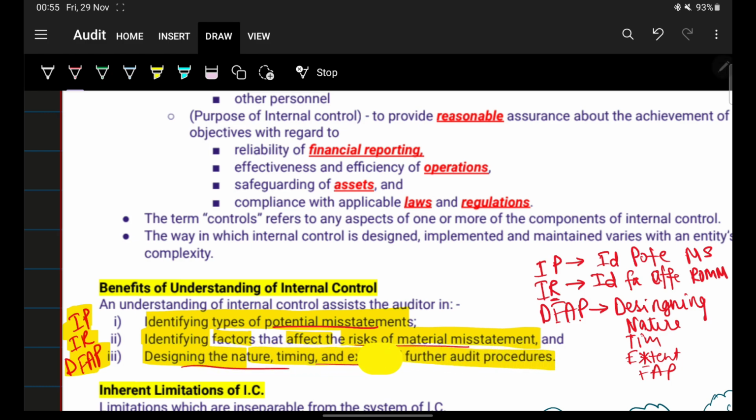So what are the things? Firstly, you will go there and you'll see where the mistakes are made, right? So you can find out where other mistakes might have been made, so that is potential misstatements. Secondly, once you find out the mistakes, you will see how material they are and how they affect your risk of material misstatement, right? So firstly, you will identify potential mistakes, and then you will find out how much effect it has on your risk of material misstatement.